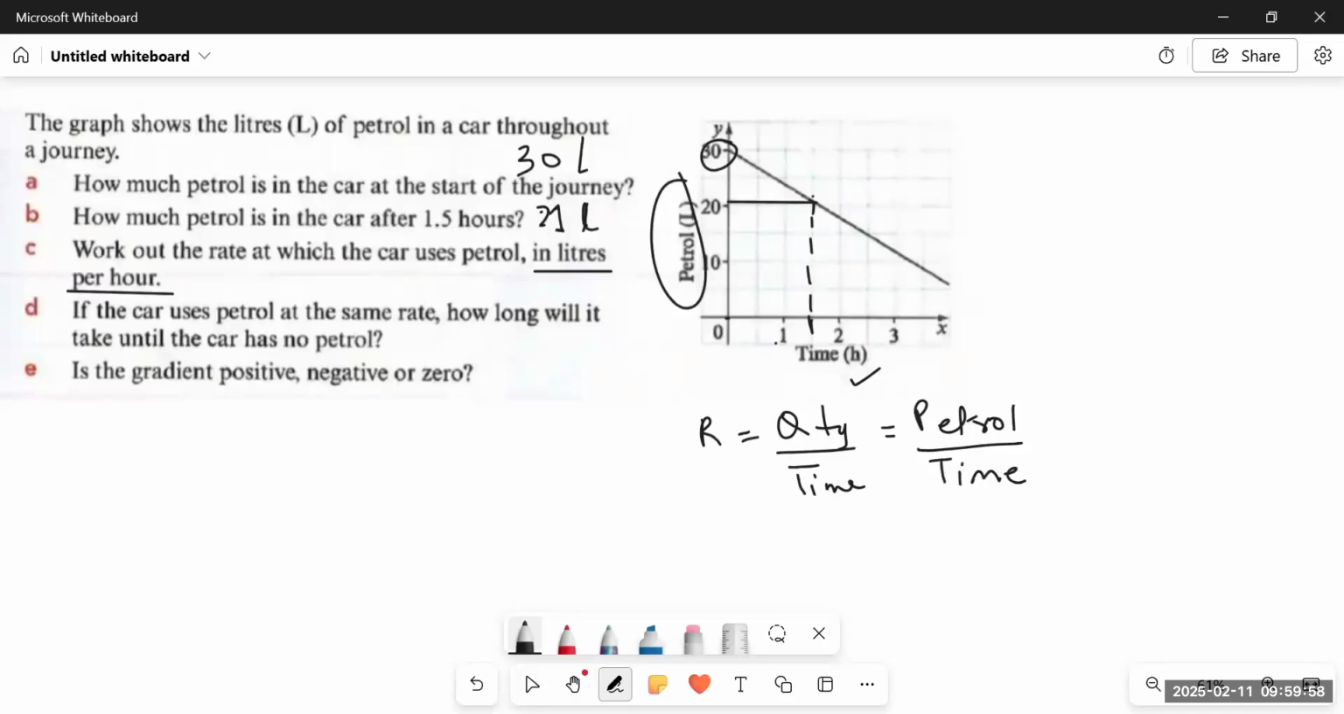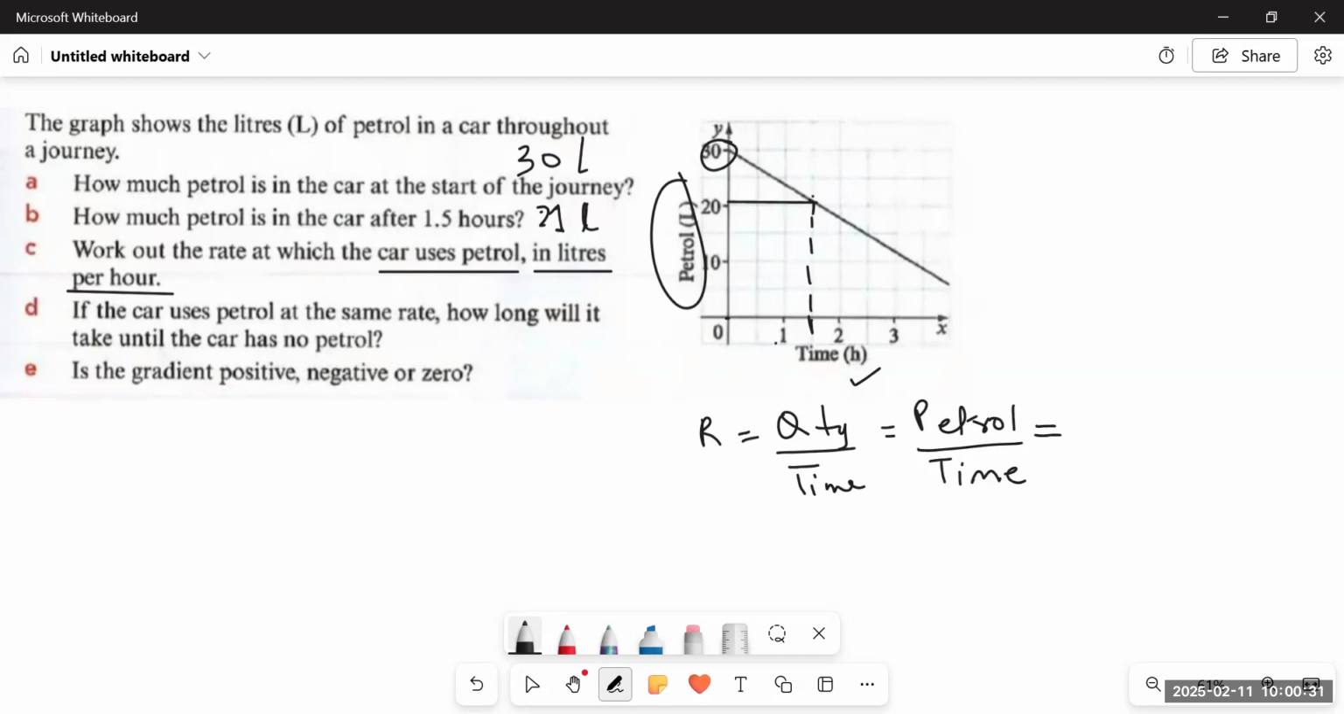Acha, wait, students. There is one thing that we have to discuss over here. We have to work out the rate at which the car uses petrol. We do not have to work out how much petrol is remaining. This quantity, 21 liters, is the amount remaining, because it is how much petrol is in the car after 1.5 hours. So basically, we will not use the amount of petrol in the car after 1.5 hours, but we will take the amount of petrol that has been used in 1.5 hours.